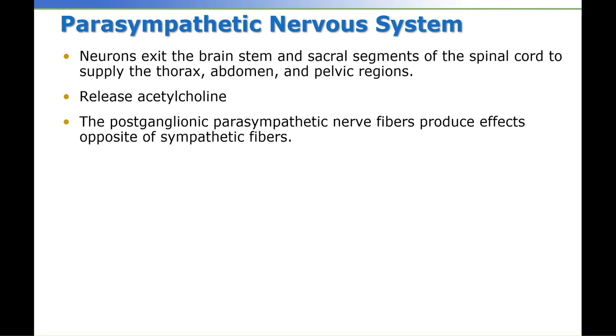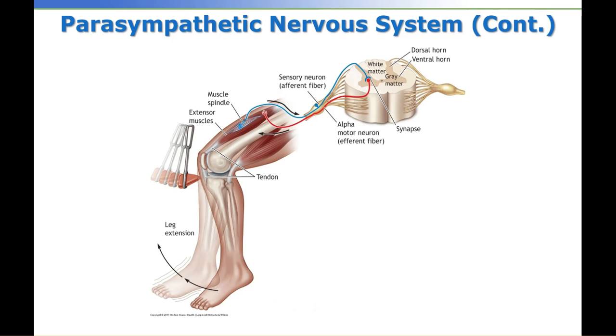Parasympathetic nervous system: neurons exit the brainstem and sacral segments of the spinal cord to supply the thorax, abdomen, and pelvic regions, and release acetylcholine. Postganglionic parasympathetic nerve fibers produce effects opposite to sympathetic fibers, which we talked about.